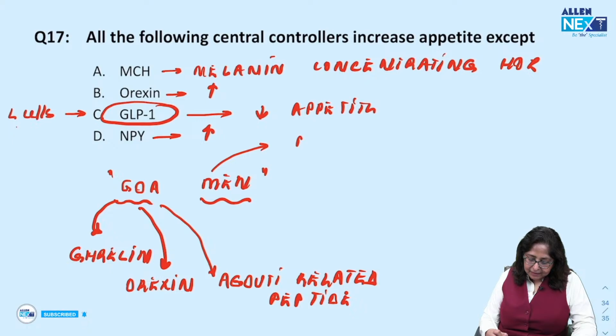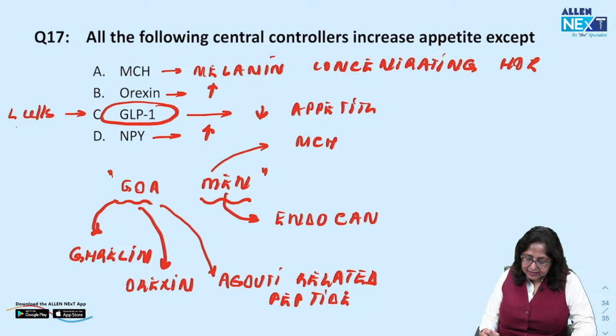M, MCH. E, endorphin or endocannabinoids, or endocannabinoids. N is neuropeptide Y.